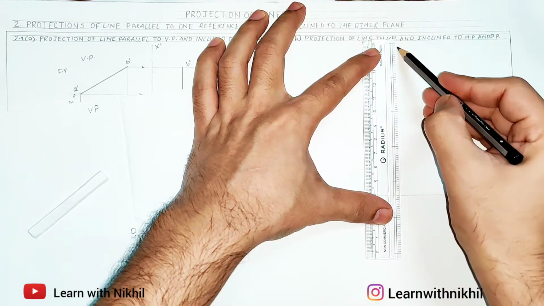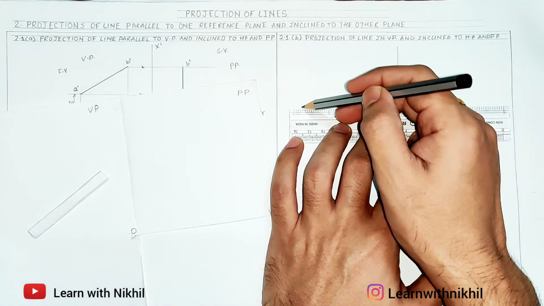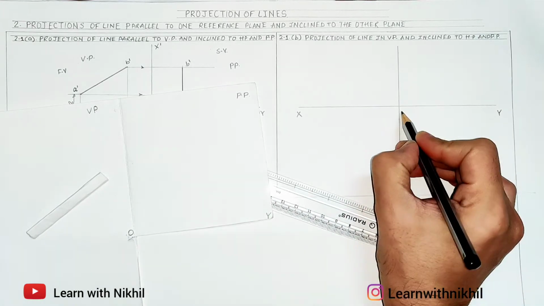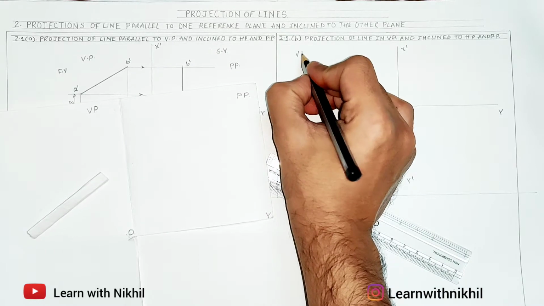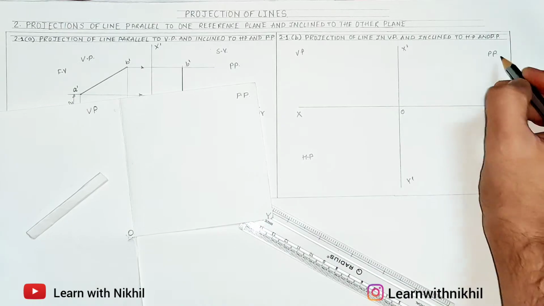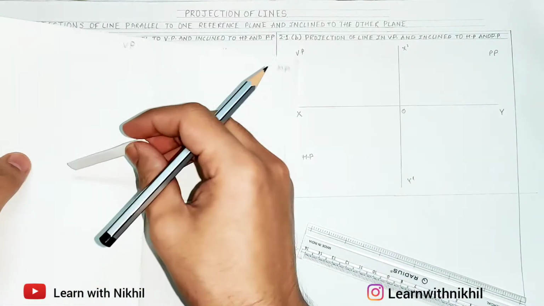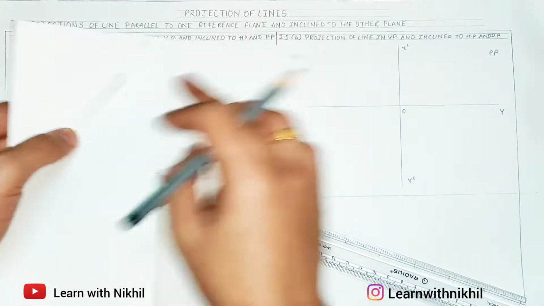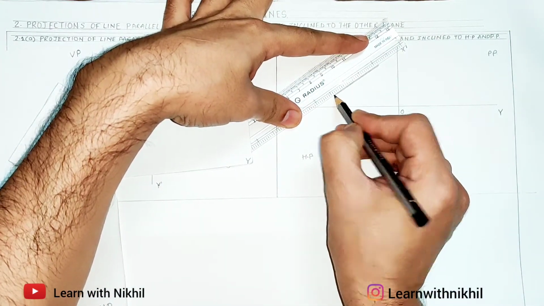For drawing this, again we'll draw the axis, a straight vertical line and a horizontal line perpendicular to it. This will be XY, center O. This will be X dash, Y dash. This will be the vertical plane, this will be the horizontal plane, and this is the profile plane or the side view. As we have seen, the line is in VP, so it is like this. In the front view, a slant line. Here also I have assumed the slant or inclined line.